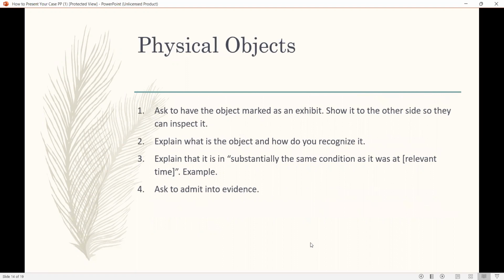You can also have physical objects admitted into evidence. Again, you have the physical object marked as you would any exhibit. You show it to the other side so that they can inspect it. And then you explain, what is this object and how do you recognize it? Explain that it is in substantially the same condition as it was at the relevant date or the relevant time in question.